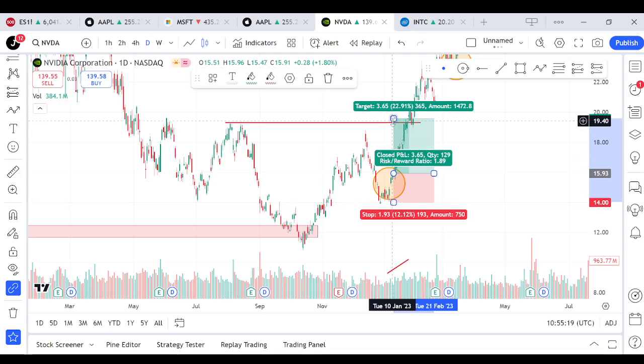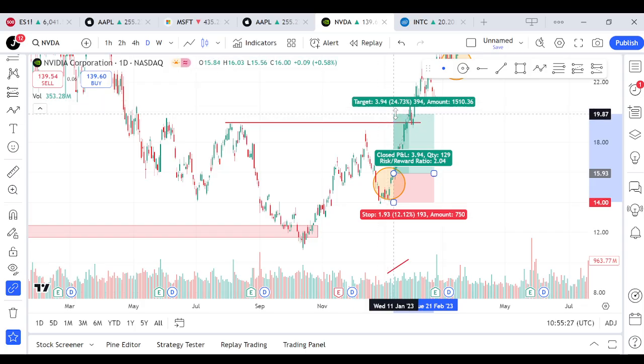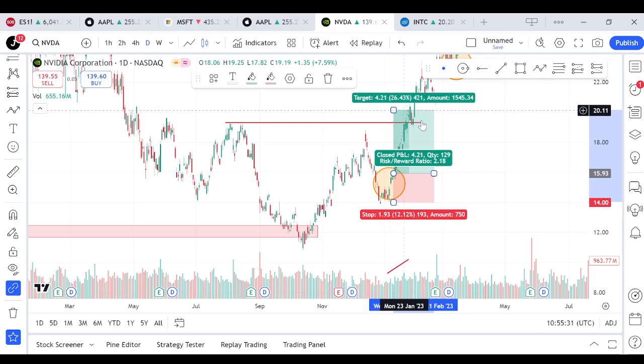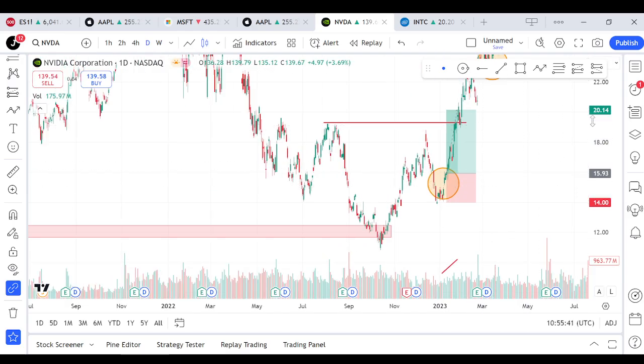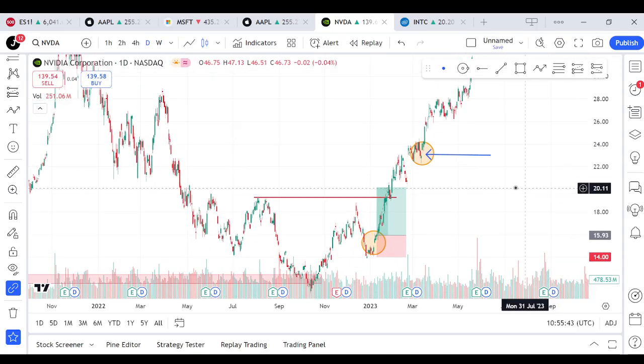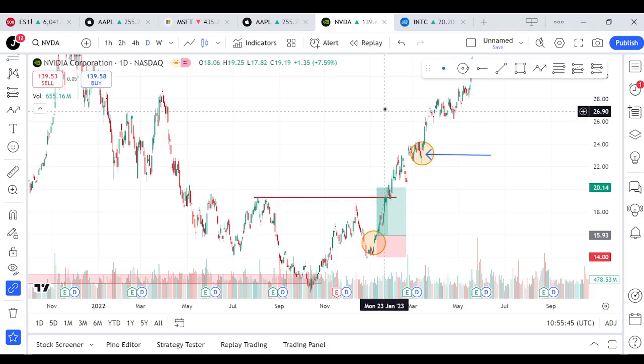For your target, set a realistic target by aiming for a minimum of 1:2 risk to reward ratio. This approach ensures that your potential gains outweigh the risk involved. Additionally, consider using trailing stops to lock in gains as the trend continues, allowing you to maximize your returns while minimizing risk. Also, you should try validating your setups using additional indicators like your moving averages or your RSI.